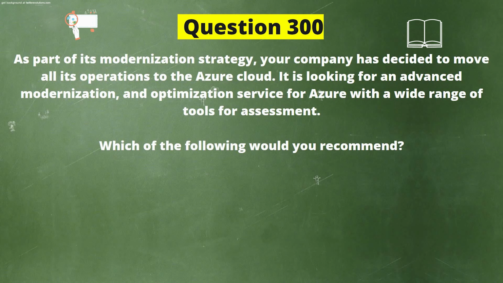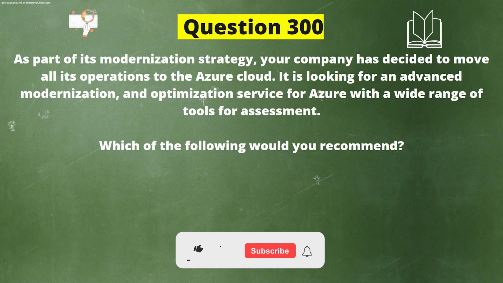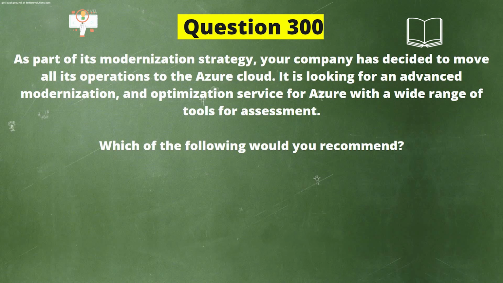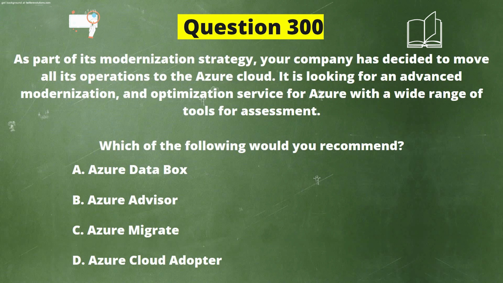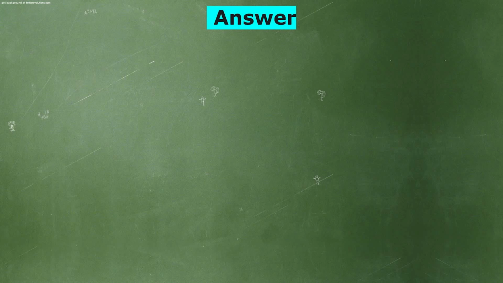Next question. As part of its modernization strategy, your company has decided to move all its operations to the Azure cloud. It is looking for an advanced modernization and optimization service for Azure with a wide range of tools for assessment. Which of the following would you recommend? And the options are A. Azure Data Box, B. Azure Advisor, C. Azure Migrate, D. Azure Cloud Adapter. And the correct answer is option C, Azure Migrate.